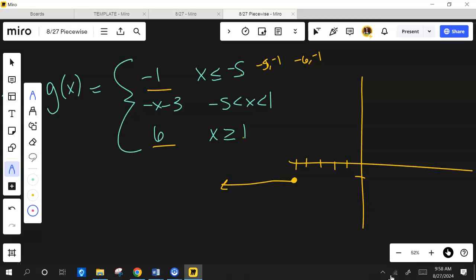On to the middle. If I plug in -5, I get 2, right? -5 is +5, minus 3 is 2. So -5, 2. Open or close? Open. Now I plug in 1, and what do you get? -4. Open or close? And open, and I connect those.